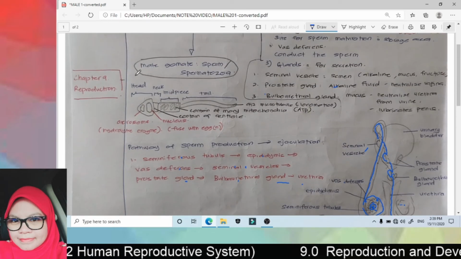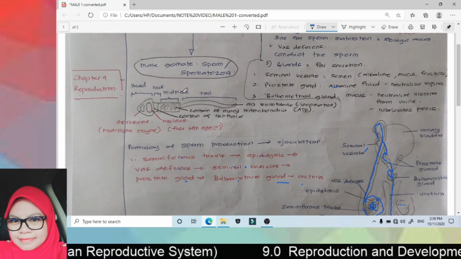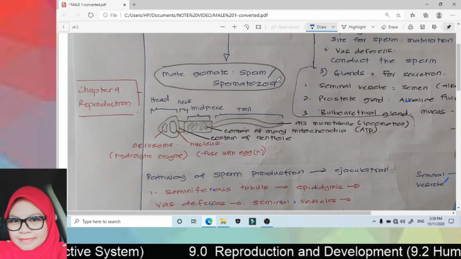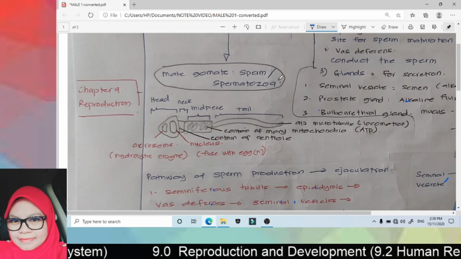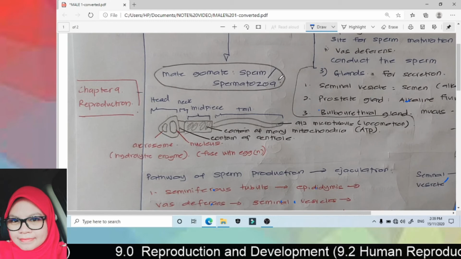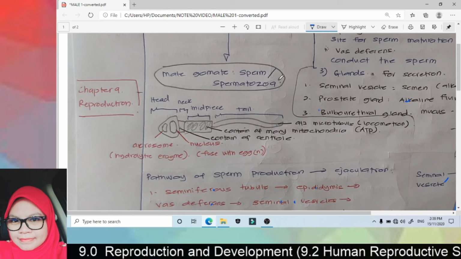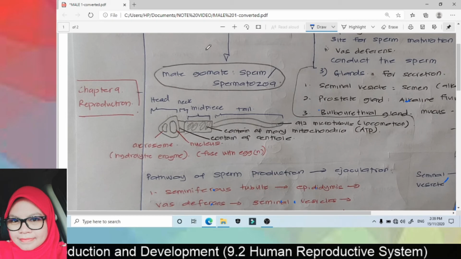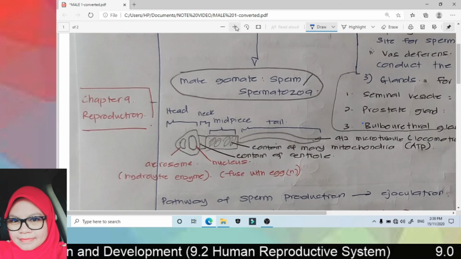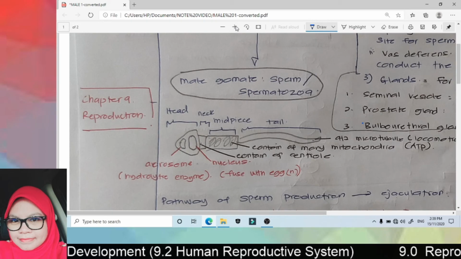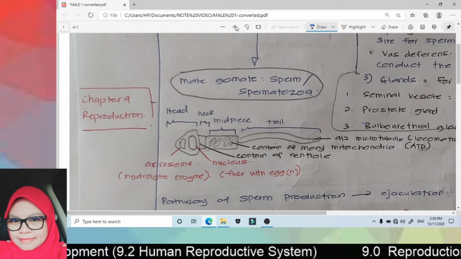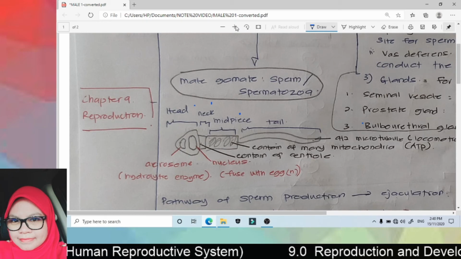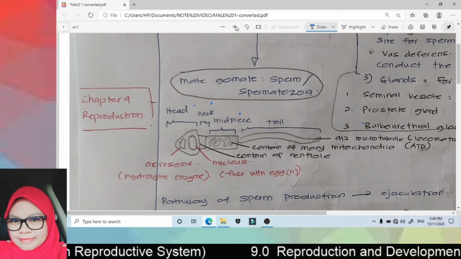Now, let's focus on the male gamete. Okay, so the male gamete, we call it sperm, or another term, spermatozoa. Spermatozoa refers to mature sperm. And for this, apa yang kamu kena tahu? Sperm will have four main parts: head, neck, midpiece, or in some books said middle piece, and also the tail.